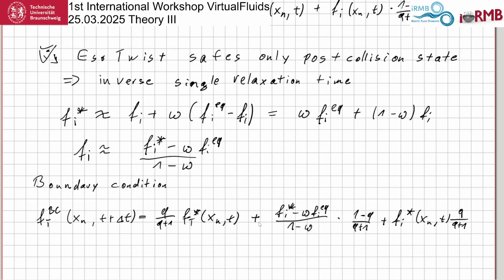Good. Great. So this is an implementation of an off-grid boundary condition, which is not actually completely accurate in time, but the advantage of this is that it only uses locally known information after collision. Nothing else is required.